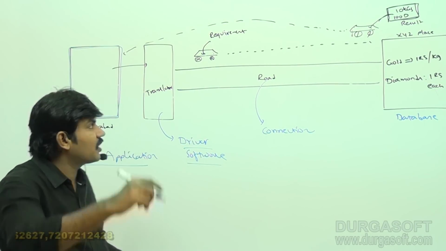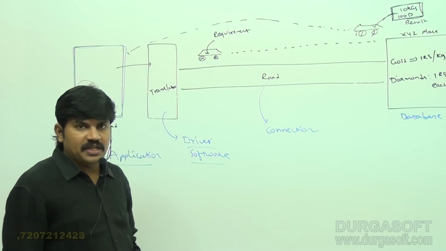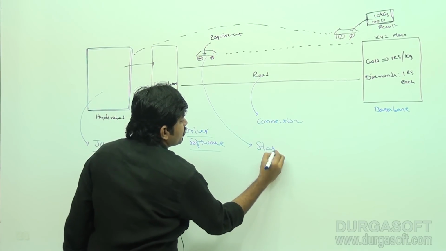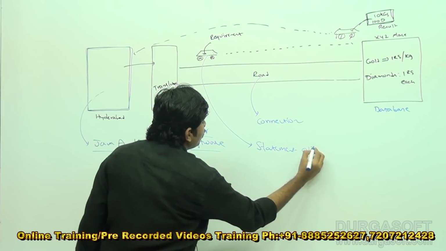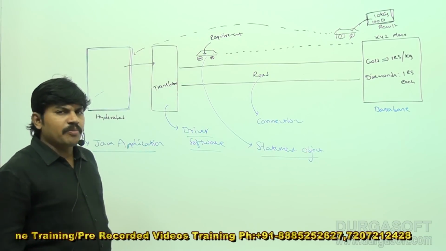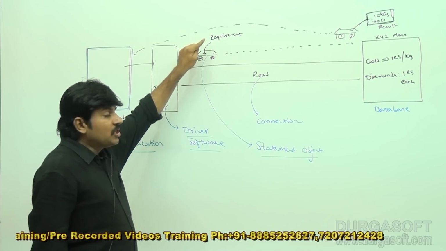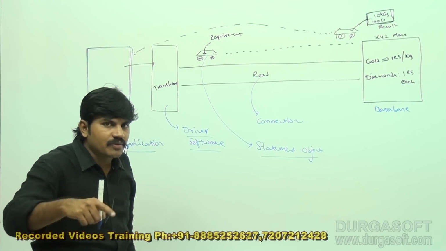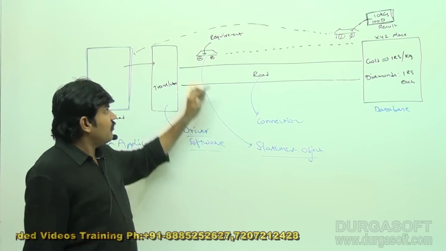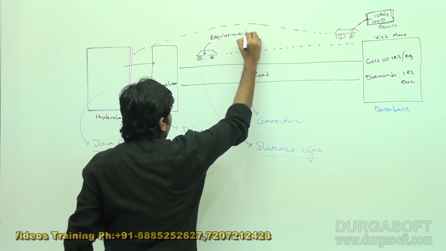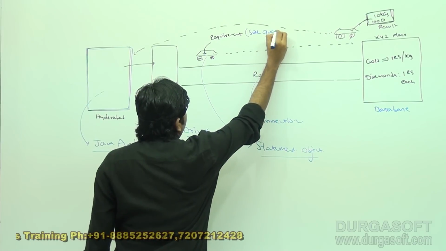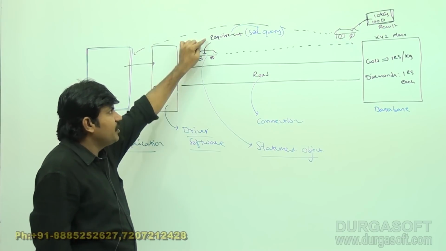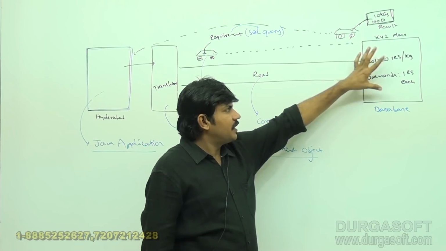Once the road is ready, now I have to think about a vehicle to reach that place. This vehicle is nothing but the statement object. What is the purpose of the statement object? To send our requirement to the database, some vehicle must be required. That vehicle is the statement object. This requirement is nothing but the SQL query. This statement object with our SQL query reached the database.